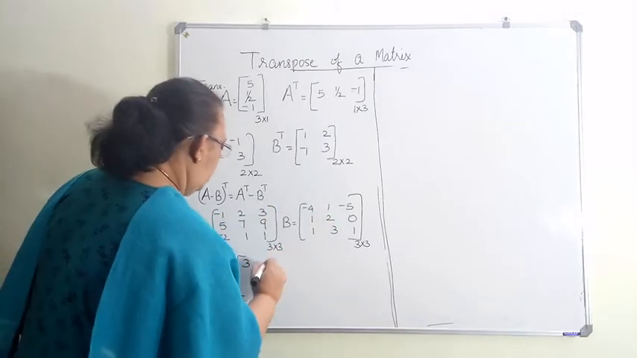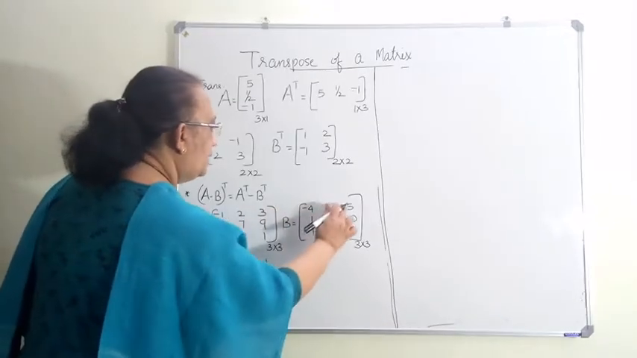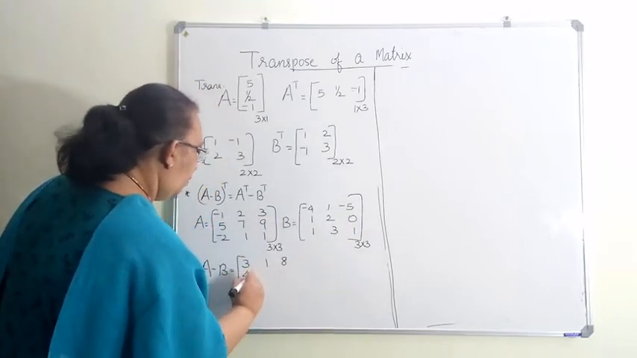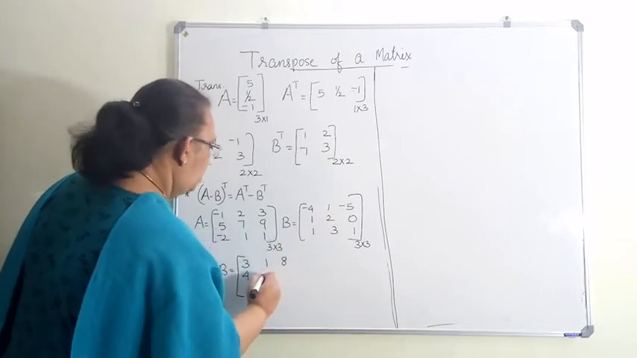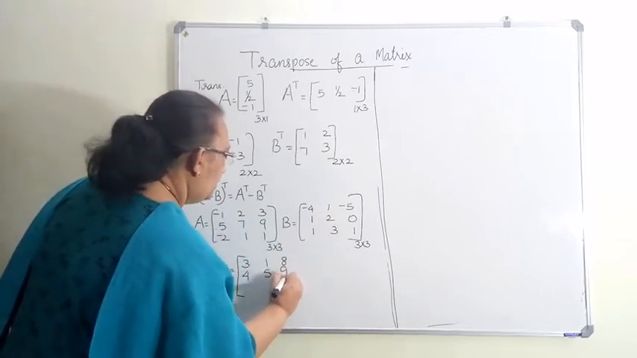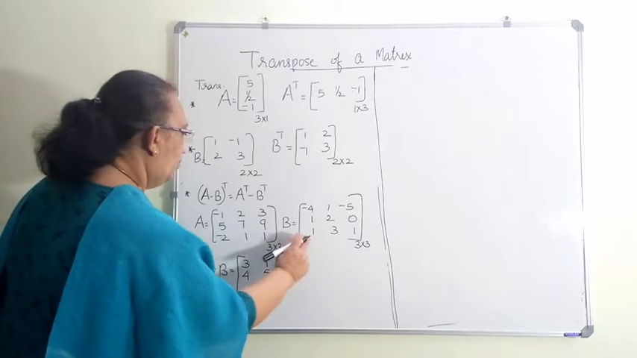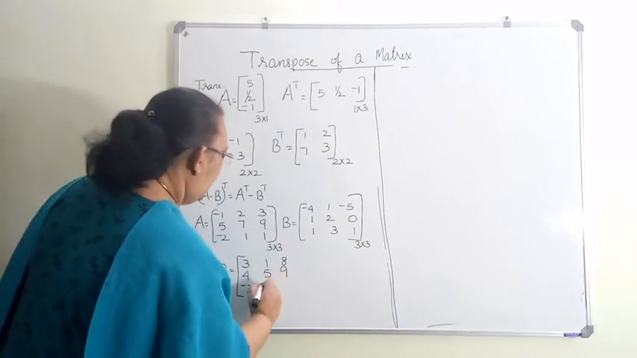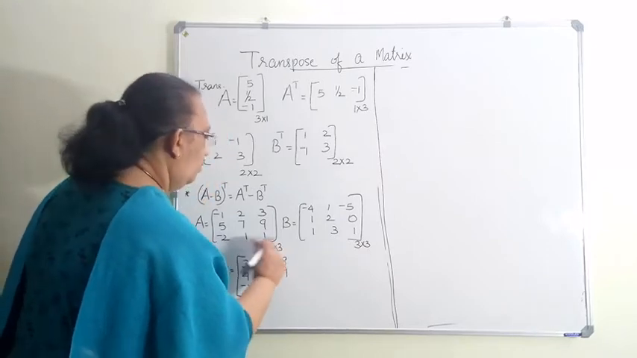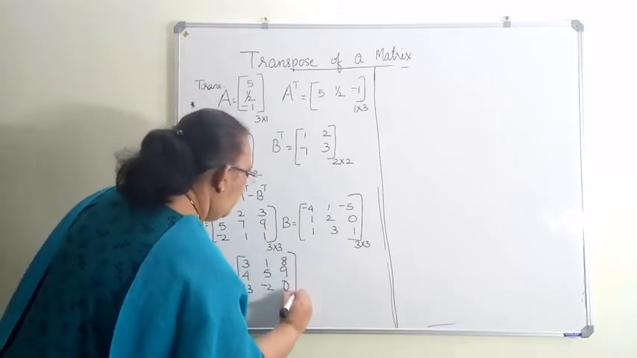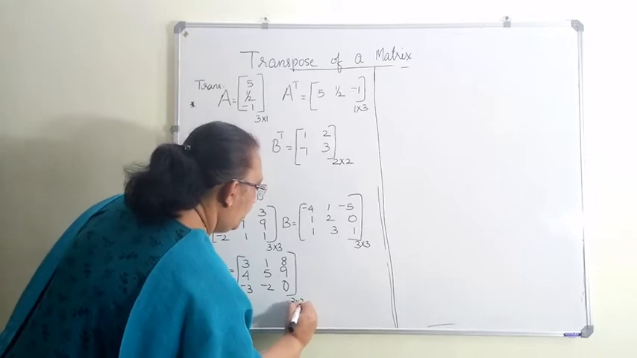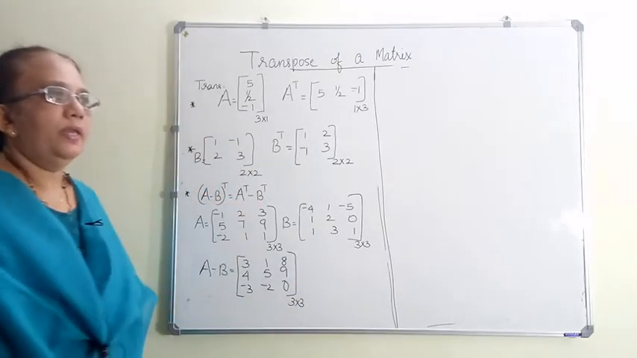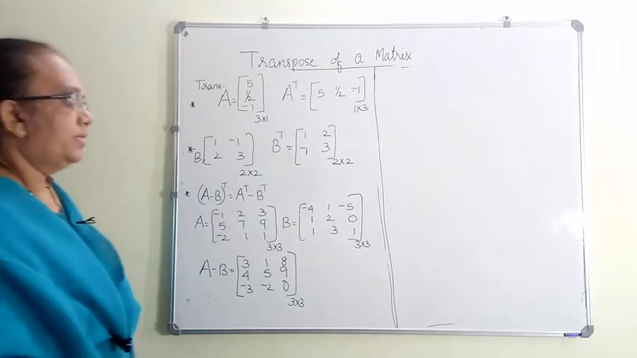2 minus 1, 1. 3 minus -5, 8. 5 minus 1, 4. 7 minus 2, 5. 9 minus 0, 9. -2 minus 1, -3. 1 minus 3, -2. 1 minus 1, 0. This is of order 3 by 3. Okay. What about the RHS? It is A transpose minus B transpose.